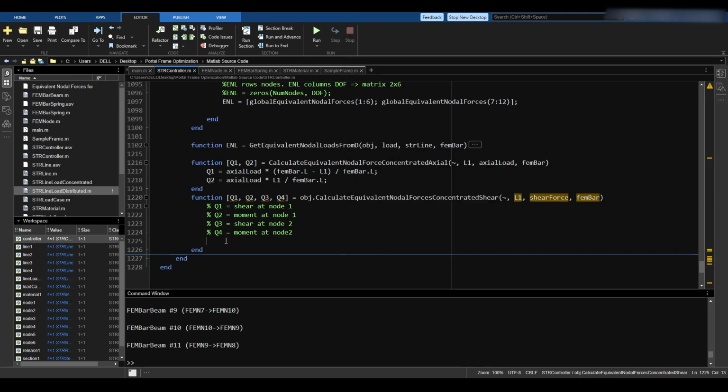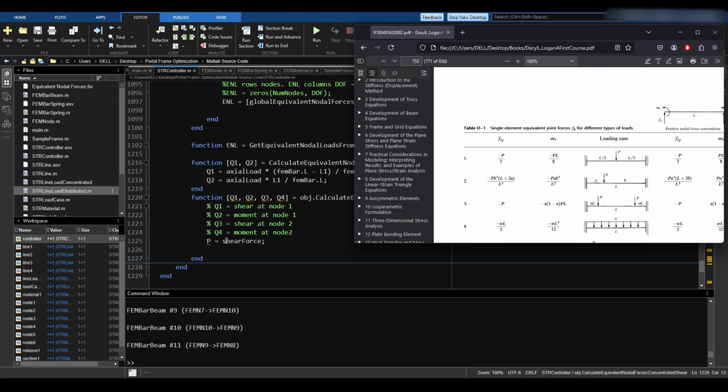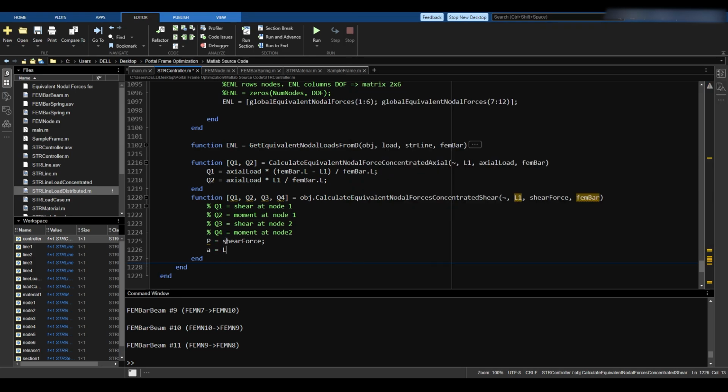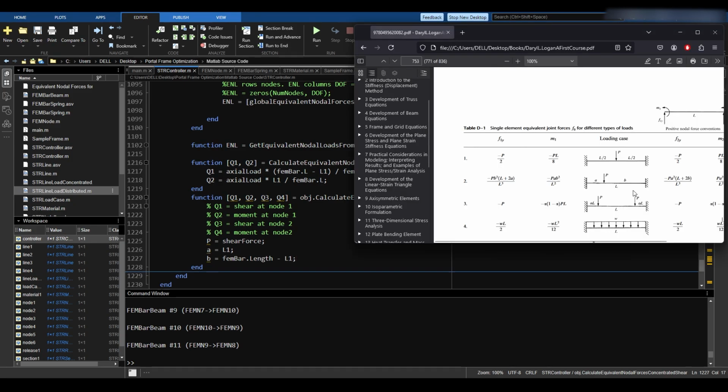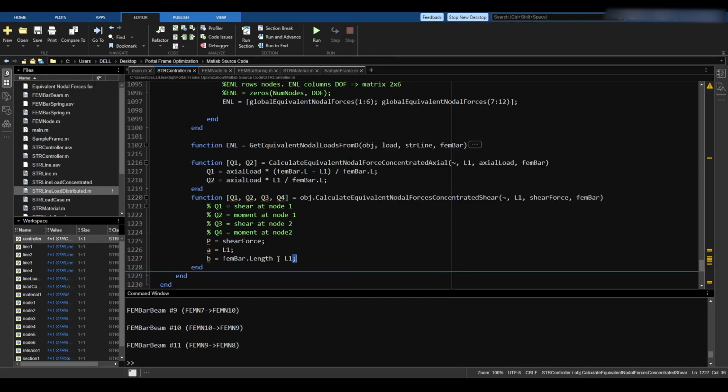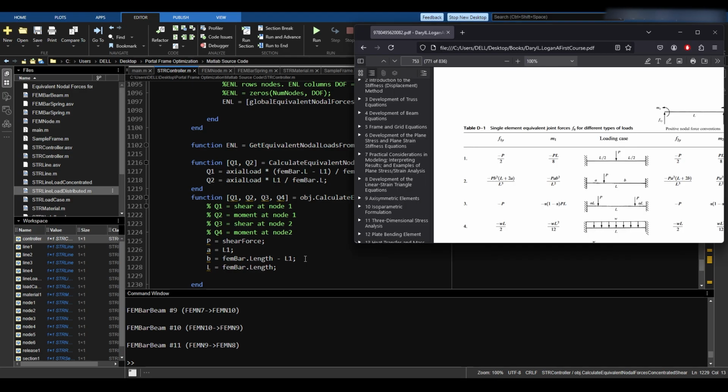Let me just write the values here. So P is actually the shear force in those equations. I like to rewrite it like this. B is L minus X. A is L1 in this case. And B is fem bar dot length minus L1, which is basically the remainder. You know what? Let's get L for good measure. So let's put L here, which equals fem bar dot length. Okay, now we can basically calculate those from the equations.